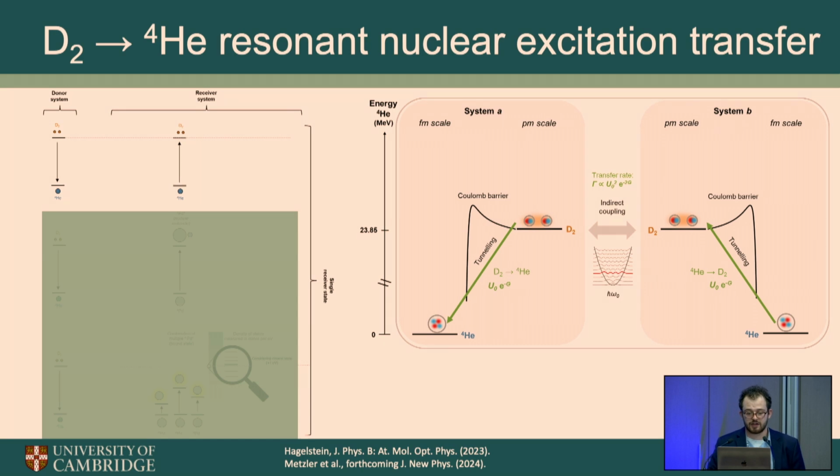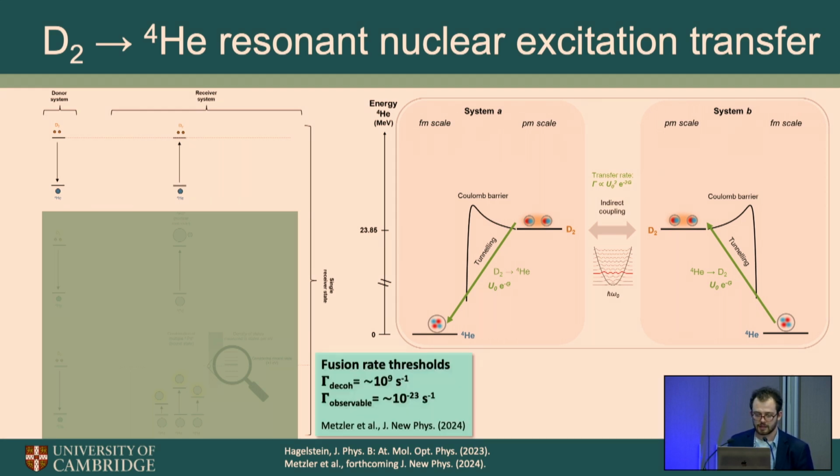And in such an excitation transfer process, which is essentially a fusion process, you penetrate the Coulomb barrier twice, hence e to the minus 2G. So you have to take into account the gamma factor twice.